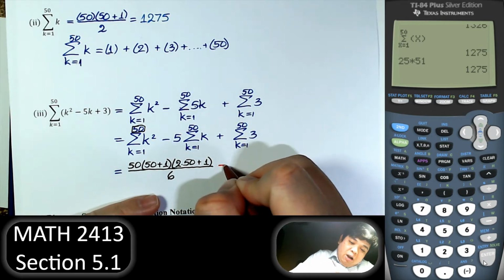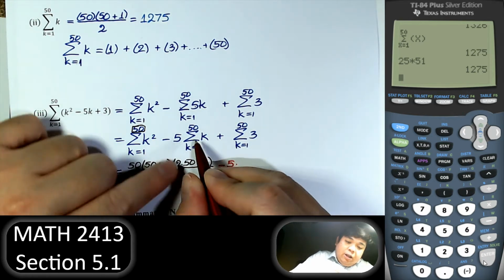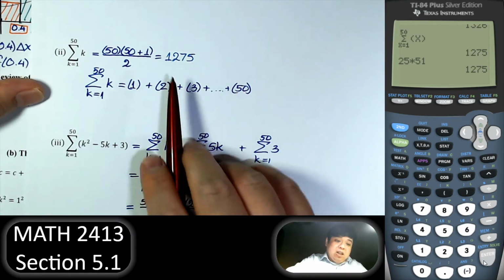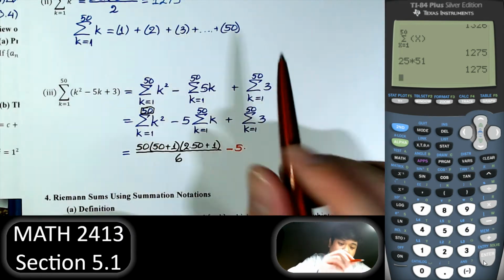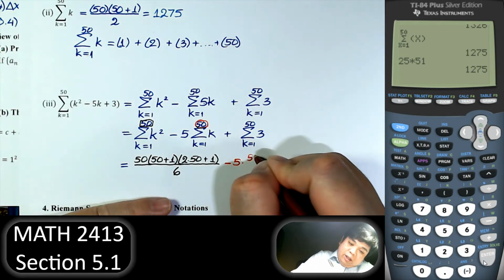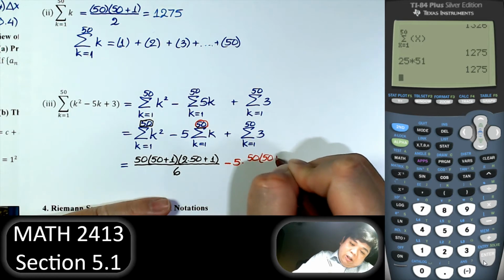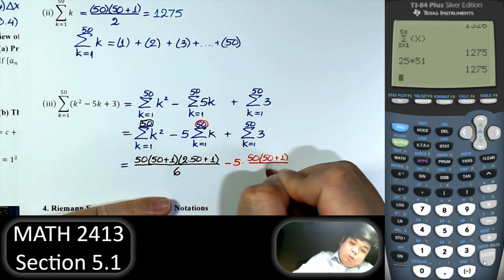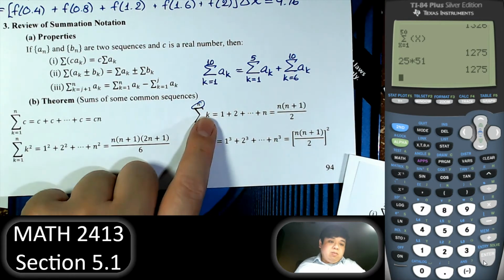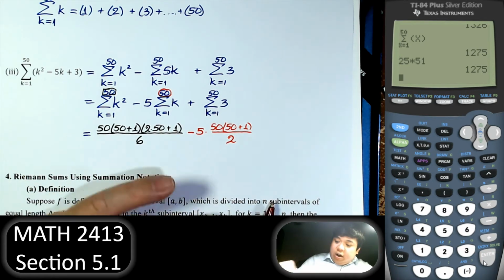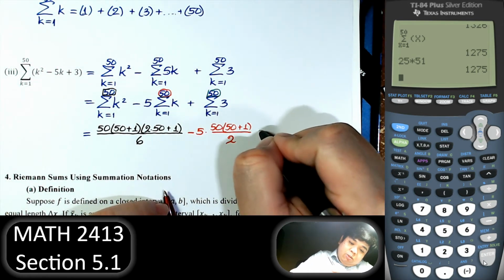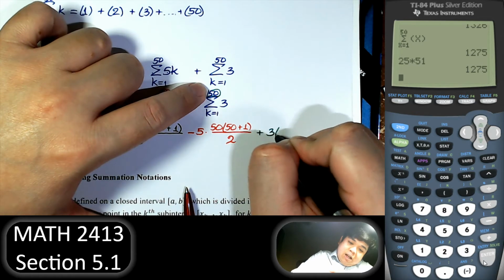Next, minus 5 times the sum of everything of the k. We did that, that is 1275. But if we want to write the formula, it's going to be the upper number 50 times 50 plus 1, divided by 2. So this is the sum of everything in the first power. And then the last one is the constant, so we just take 3 times that constant.